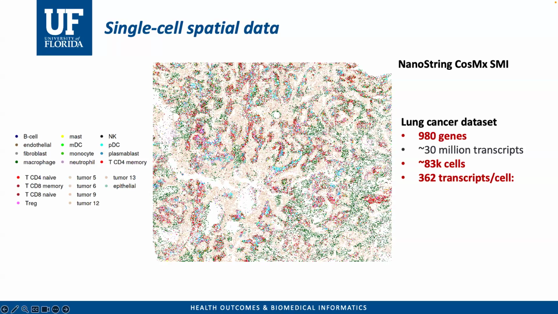And this is an example of the real data. This is a small spatial slide taken from a lung cancer patient. On this spatial slide, individual dots represent an individual cell. Different colors represent different types of cells. And on this small slide, there are 83,000 cells detected, and each cell is measured with its gene expression data. That is what we call omics data.